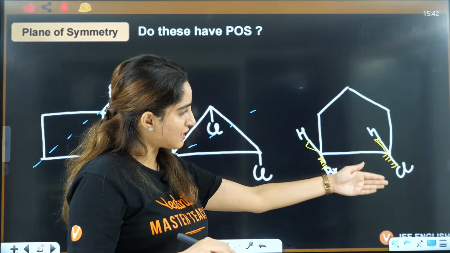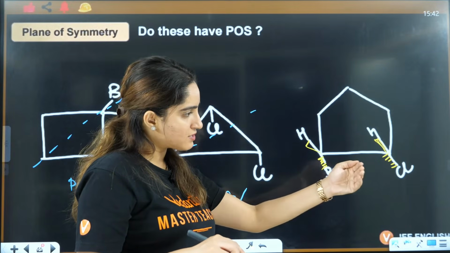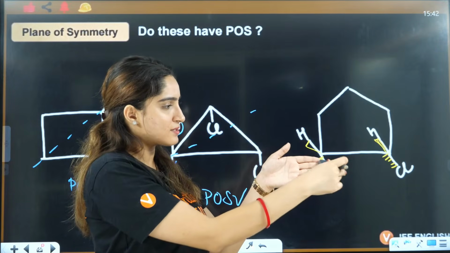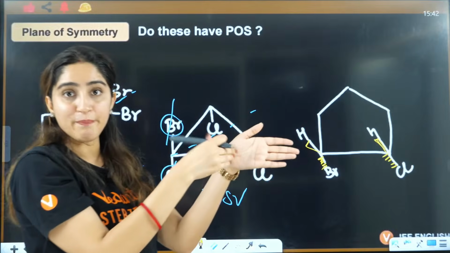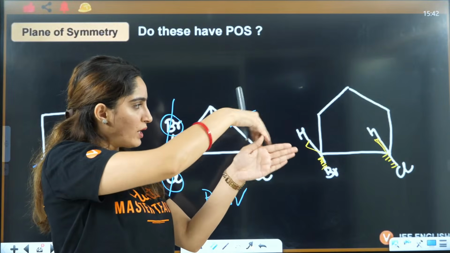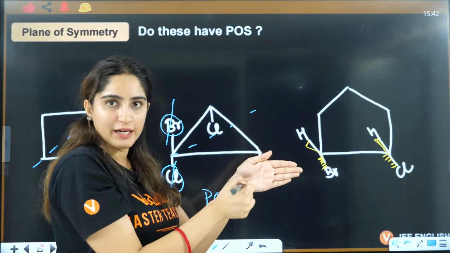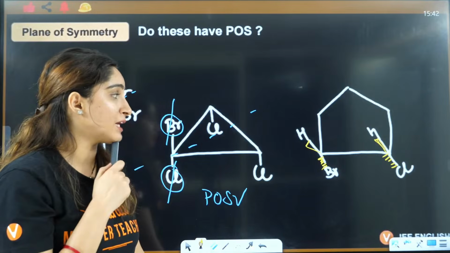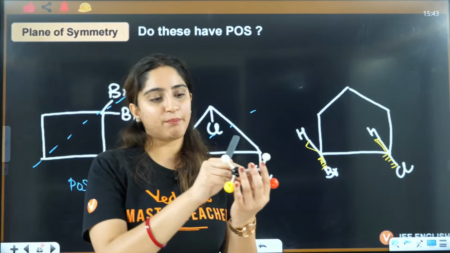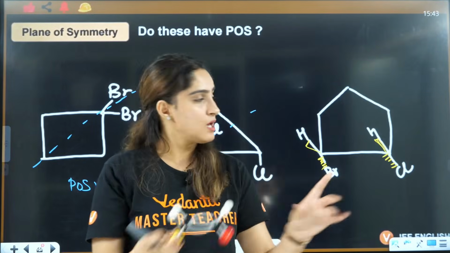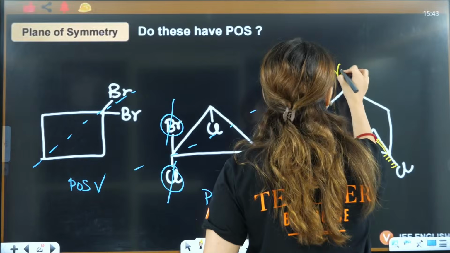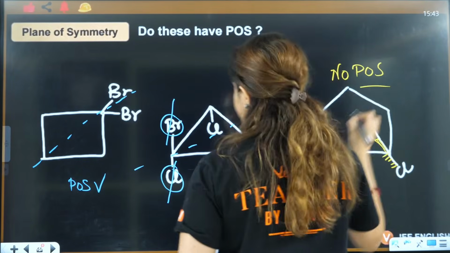Now if I pass a plane with this thing, one is in front, like this is Br, this is Cl. If I say this is my pentagonal ring and I pass a plane from here, if two hydrogens are backward and one bromine and chlorine are in front, then I can't divide it into equal halves. That means bromine and chlorine have to be on the same plane. In this case they are not on the same plane, so POS is not present, okay?